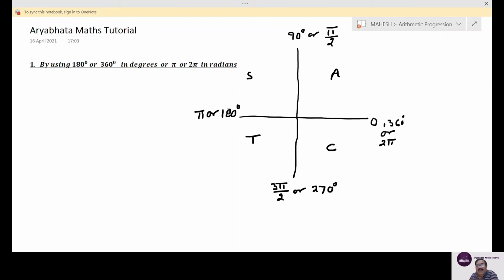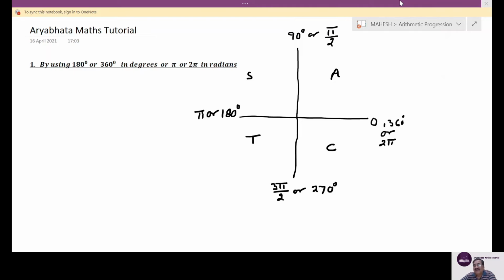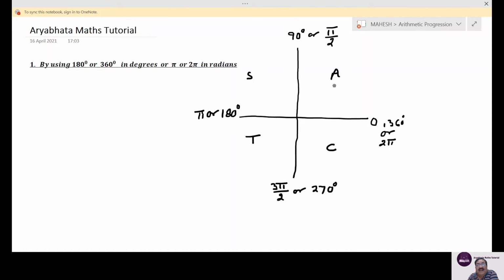You know that these are the quadrants. It is the first quadrant, it is the second quadrant, it is the third quadrant, it is the fourth quadrant. First write CAST: you write C in the fourth quadrant, A in the first quadrant, S in the second quadrant and T in the third quadrant.